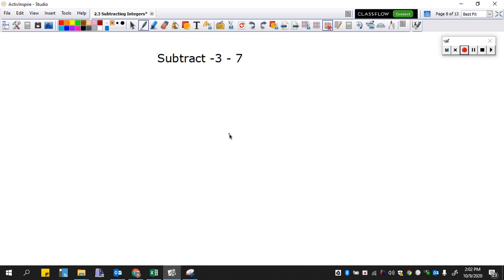All right. Subtract negative 3 minus 7. Keep, change. Keep the negative 3. The minus becomes a plus, and the 7 becomes a negative 7.